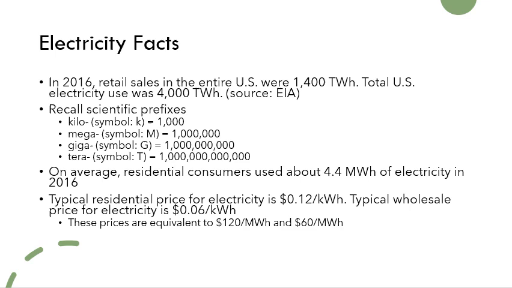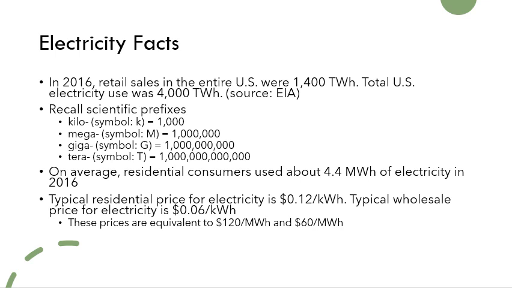In 2016, retail sales in the entire US were 1,400 terawatt hours. The total US electricity use was 4,000 terawatt hours. Recall scientific prefixes. Kilo is small k or 1,000. Mega is M, a million. Giga is G, a billion. And tera is T, a trillion.